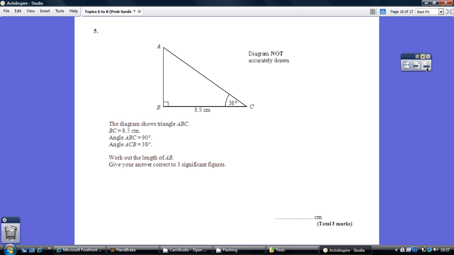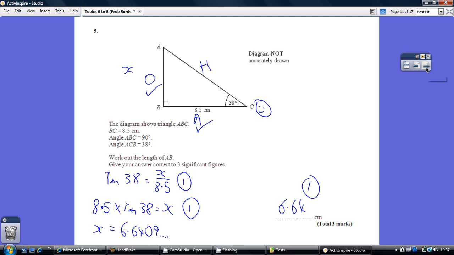Question 5. Question 5 solution. Right, remember what we do here. Picture yourself at the angle and label the triangle opposite, adjacent and hypotenuse. Tick the two we know or need to know. That's opposite and adjacent. Now opposite and adjacent is tan.